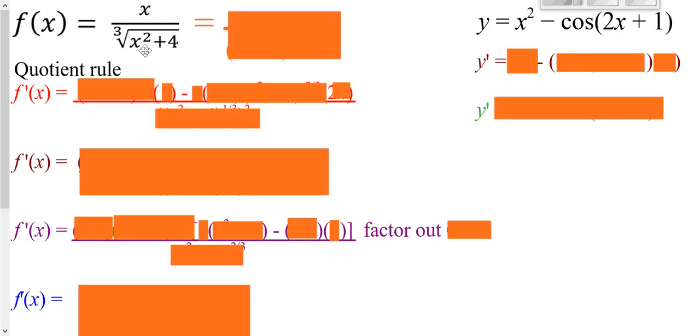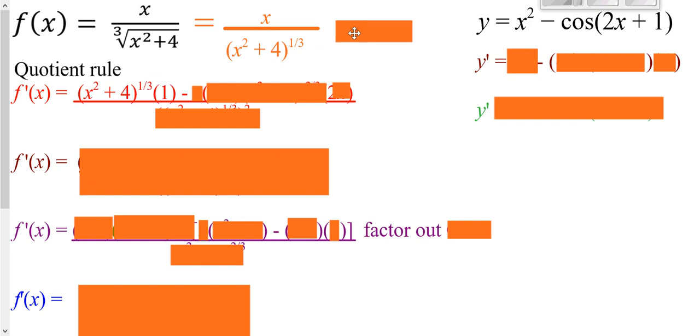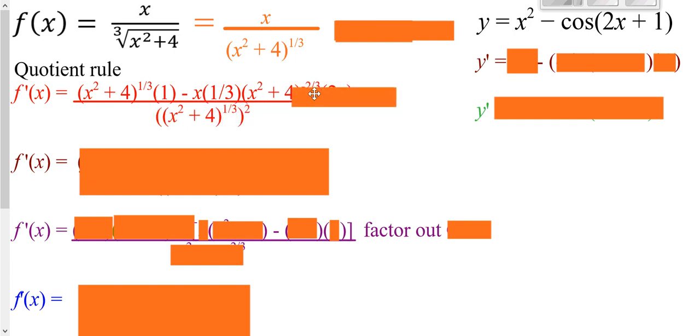So this one here has a root. I would probably rewrite that root as a 1/3 power. Then we're dividing. So since we're dividing, I'm going to do the quotient. So derivative of the top times the bottom, so x squared plus 4 to the 1/3, minus the top times the derivative of the bottom. So we've got to put the exponent in front, decrease it by 1. Then chain rule, derivative of the inside, derivative of x squared plus 4 is just a 2x. All over the whole bottom squared.